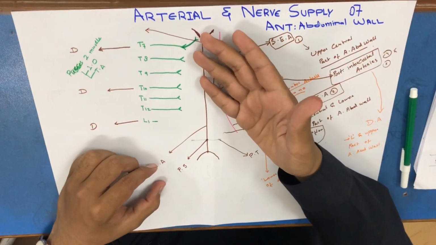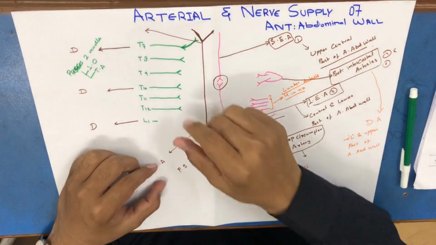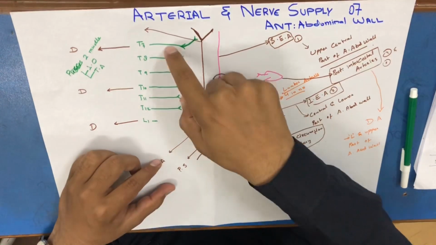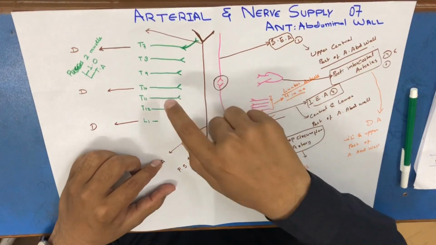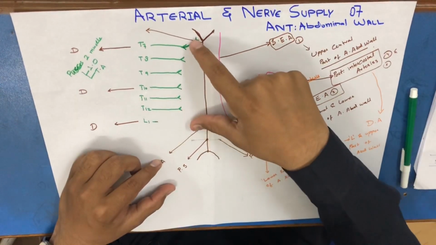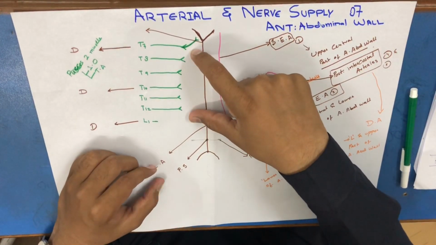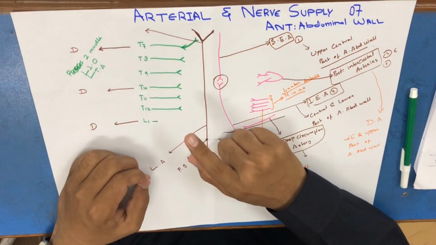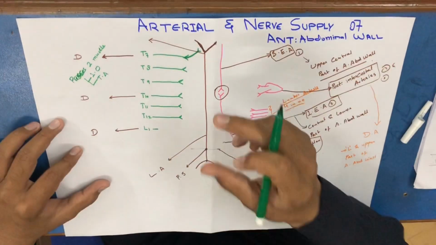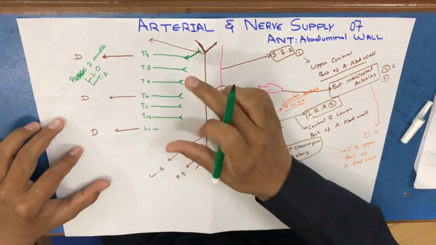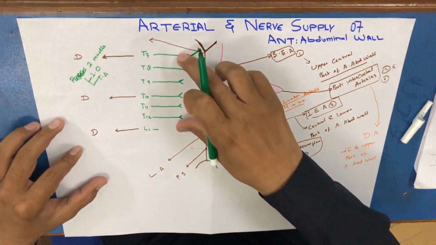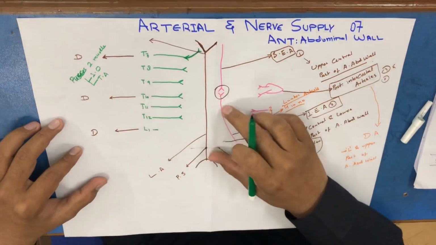The nerve supply of the anterior abdominal wall. The anterior abdominal wall is mainly supplied by T7, T8, T9, T10, T11, T12 and L1. It means the lower 6 thoracic nerves and 1 lumbar nerve, right? So the abdomen is supplied by the anterior rami of the lower 6 thoracic nerves.